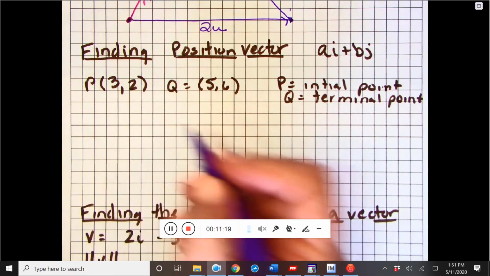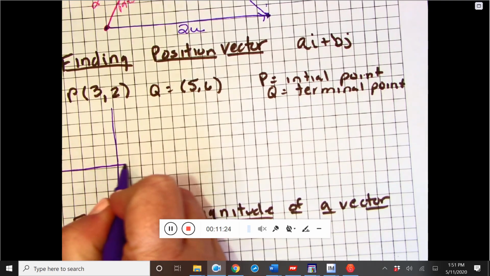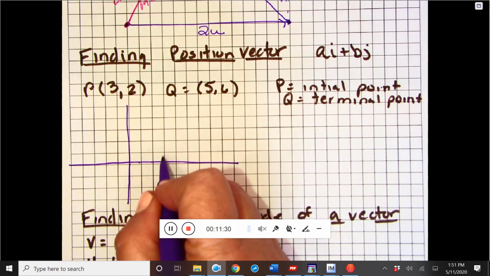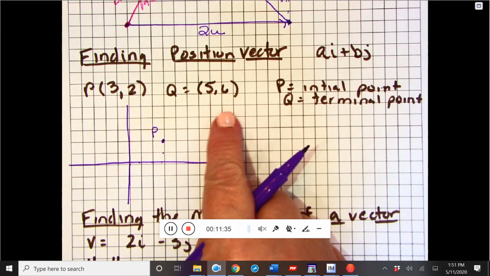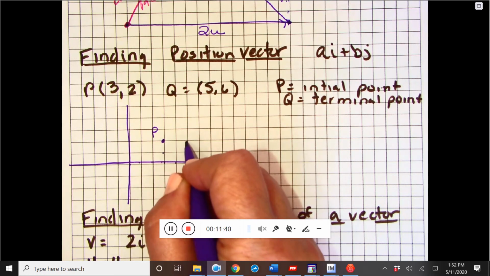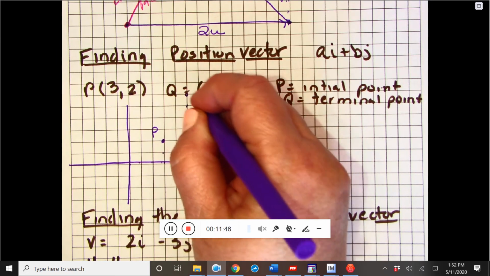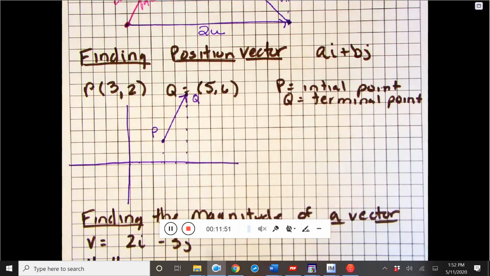So I'm going to do a little coordinate plane here. And I'm going to go to the point 3, 2. Okay, so there's point P. And point Q is 5, 6. So 3, 4, 5, 1, 2, 3, 4. Okay, so there's point Q. So that's the vector. Okay, but how do we write that in its vector components?